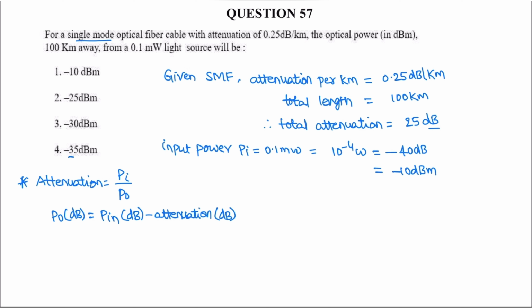So the input is minus 10 dBm and the attenuation is 25 dB. This is in dBm and this is in dB. The resultant is minus 35 dBm. So this is the output power in dBm. So the correct option is minus 35 dBm, which is option 4. Next question.